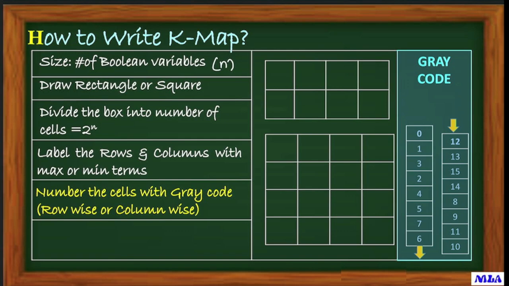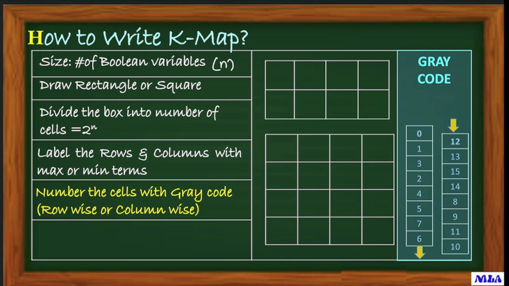Now, which way to choose? It depends on the labeling. If you have labeled your rows and columns starting with the rows, then you have to number the cells row wise. In case you have started labeling the rows and columns first taking the columns, then we have to number these cells column wise.